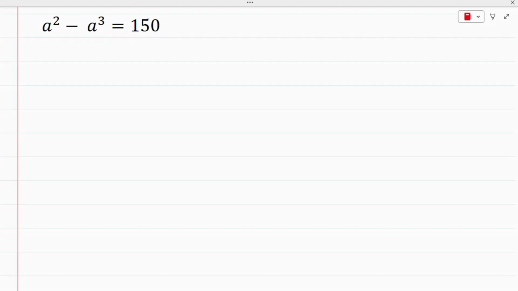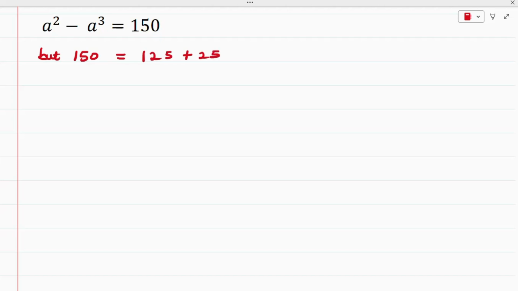So right here we have this amazing Math Olympiad problem that says a raised to the power of 2 minus a raised to the power of 3 is equal to 150, and we have to find the value of a. So right here guys, we want to simply solve this, but the first thing we want to do is that we know that we can easily write 150 to be equal to 125 plus 5, right? So this is going to give us this.